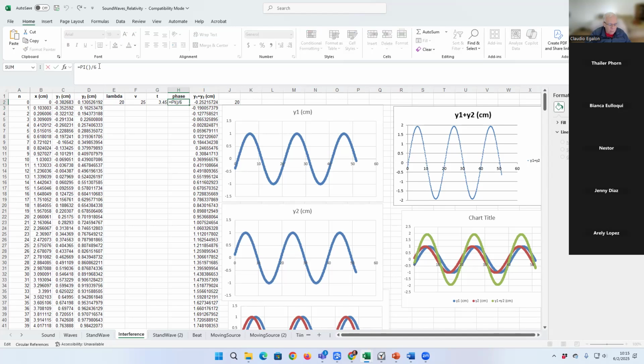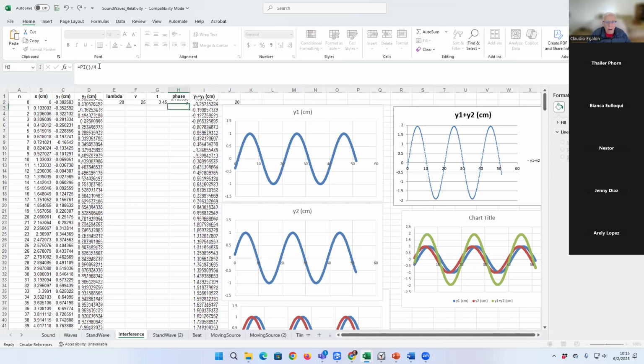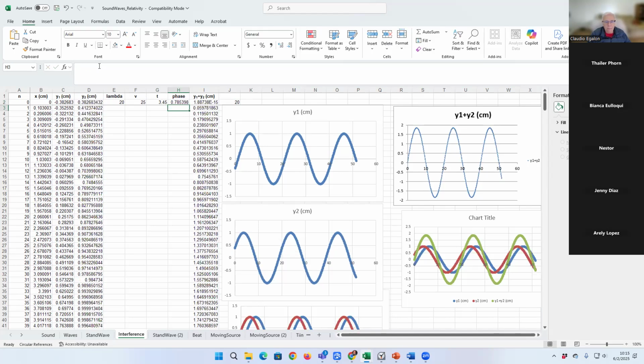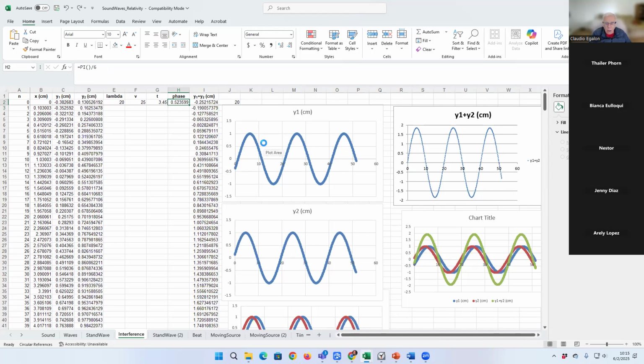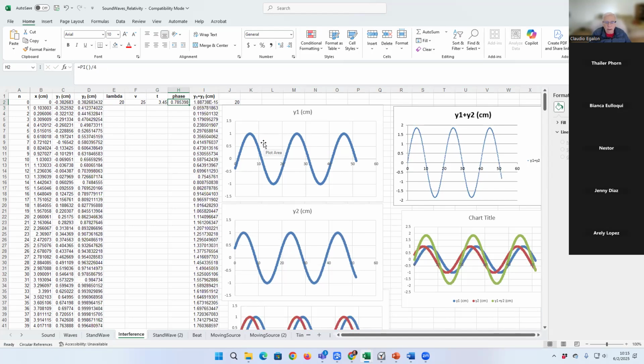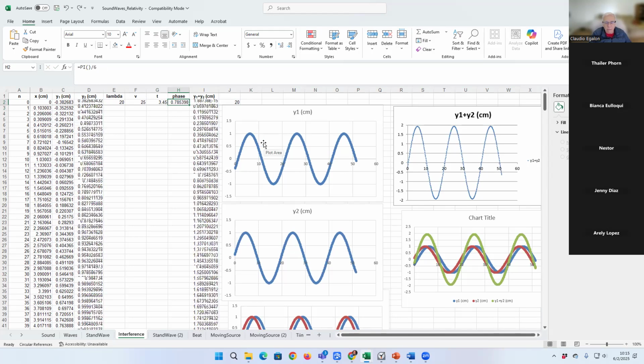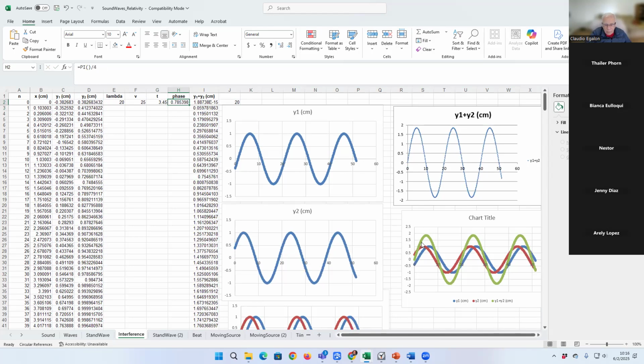Let's go divided by 4 now. You saw what happens. Let's go back. Between divided by 6 and divided by 4, do you see that the resulting wave here is decreasing in amplitude? It started at 2 and little by little its peak is decreasing, because those two waves are becoming phased out with respect to each other.